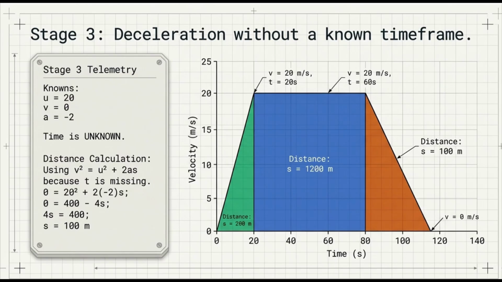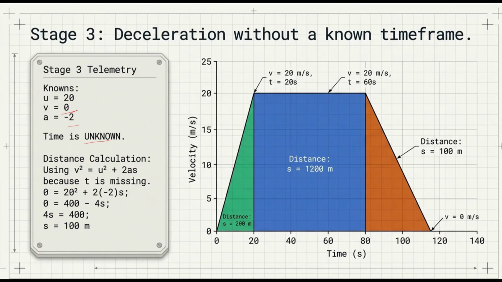And then we have stage 3, that is deceleration, the final stage. In the final stage, the cyclist slows down uniformly until stopping. What was our initial velocity? Here the initial velocity will change. It is 20, and the final velocity is 0, and acceleration will be minus 2. Time is unknown, so you will use the equation v square is equal to u square plus 2as.